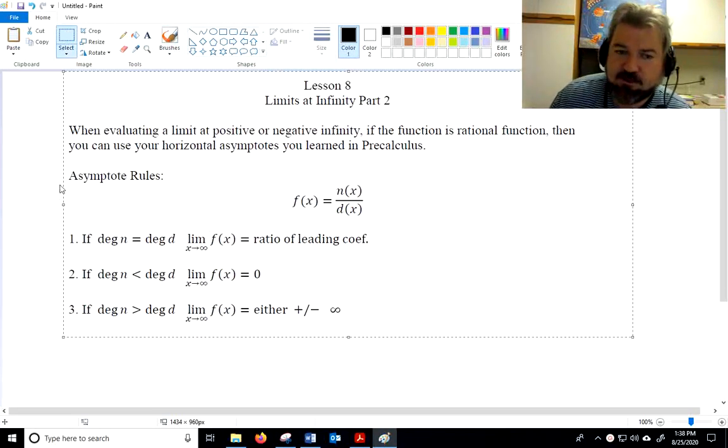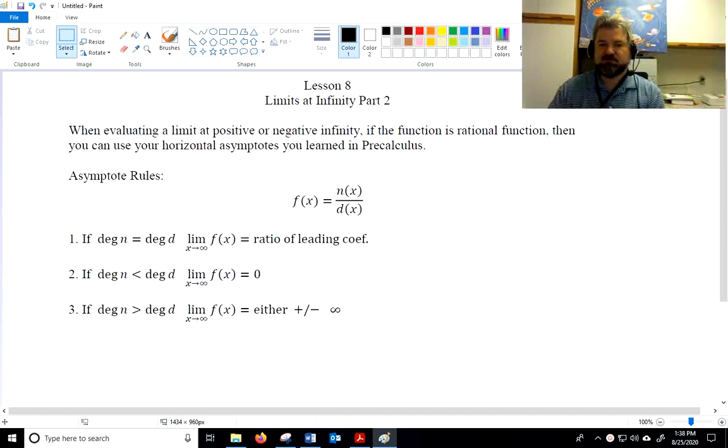Today's lesson is about more limits at infinity. When you're evaluating a limit at positive or negative infinity, you are allowed to use anything that you know from any previous math class or anything you figure out in this math class. As I closed the last video, I talked about looking for patterns.